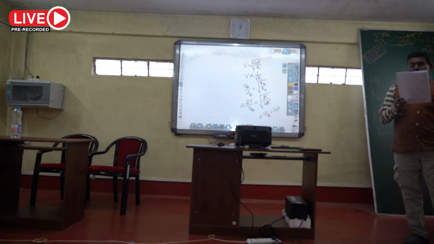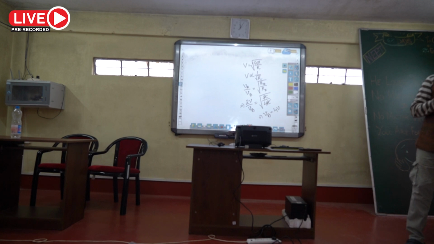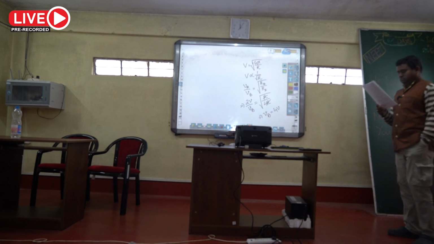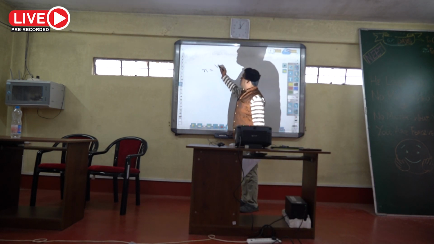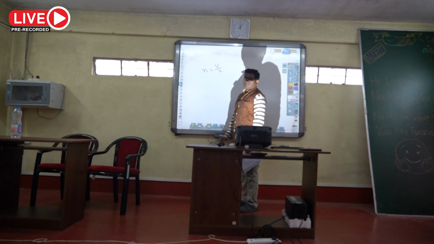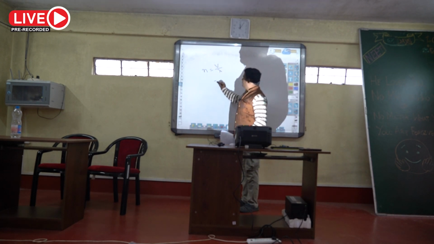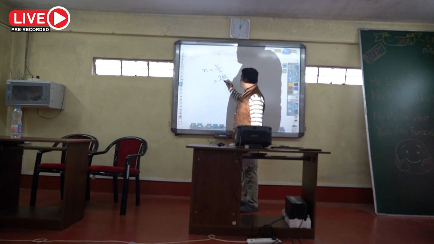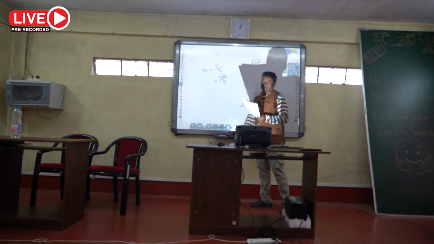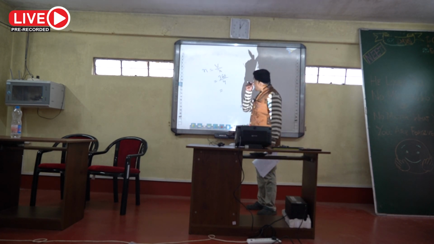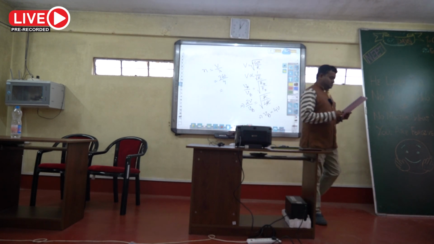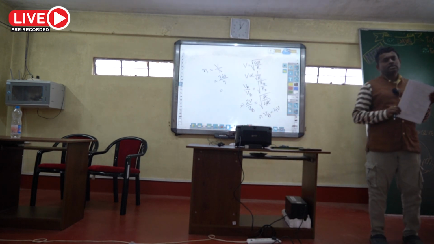If the distance between successive compression and rarefaction in a sound wave is 2 meter and the velocity of the sound is 360 meter per second, then the frequency is? See, frequency n equal to v by lambda. V is given 360. Lambda is taken as 4. So it will be 90 Hertz.